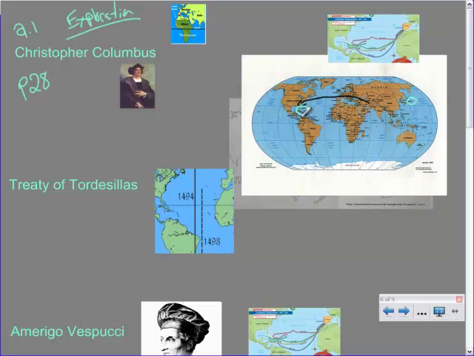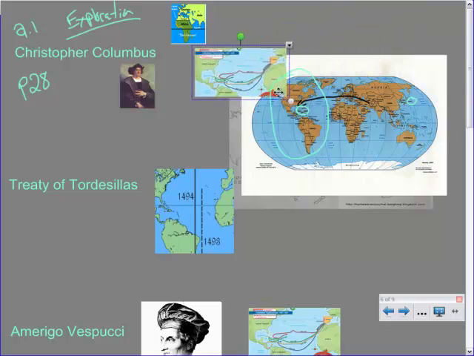He is an Italian sailor who is going to be sailing west in hopes to find Asia, an all-water route to Asia once again. He is going to be the first person that sails west, but when we looked at these maps, he underestimates the size of the world. He doesn't account for the North and South American continents being there. So he believes when he lands in the Caribbean islands that he is actually in Japan, but in reality he is over here.